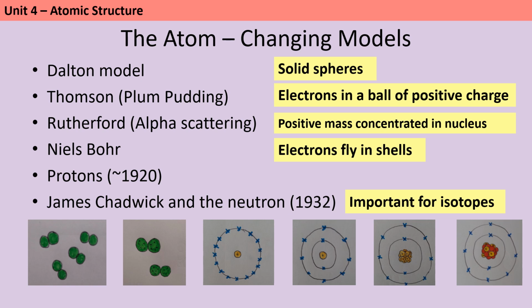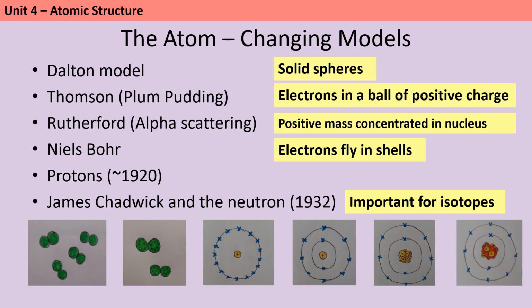Next is J.J. Thomson, who discovered the electron and developed the plum pudding model. And this had the negative electrons set in a ball of positive charge to maintain that overall neutrality of the atom. Next comes Ernest Rutherford, who does the alpha scattering experiment, and he is the one scientist where you actually need to know the details of the experiment he did.